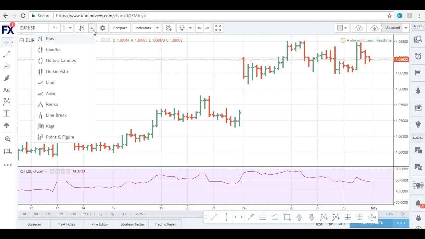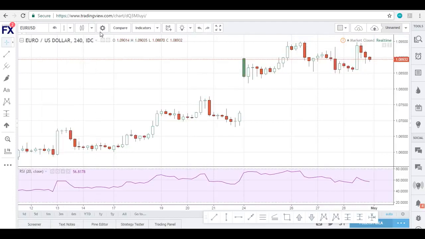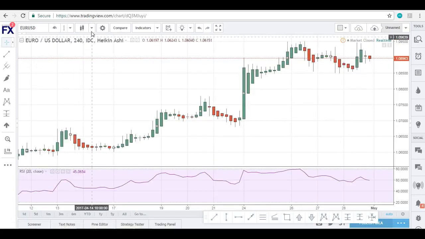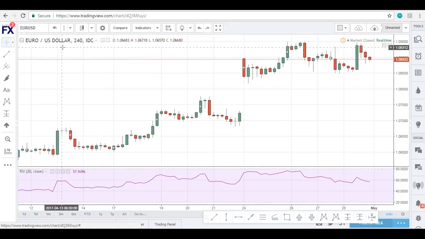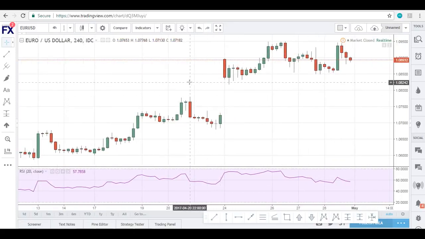You have the bar chart right here. You have candles. You have hollow candles. You have Heikin-Ashi, which is used commonly during the Tokyo sessions. You have line charts and stuff like that. But here at ElementaryFX, we do our analysis using candlesticks. So let us just stick with candlesticks.